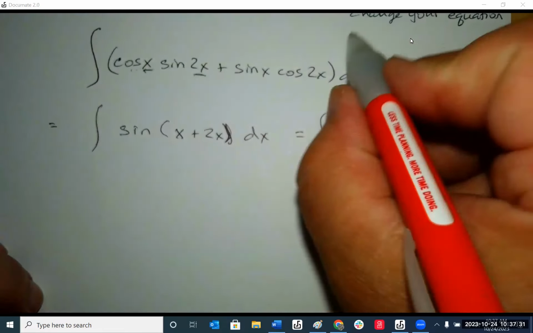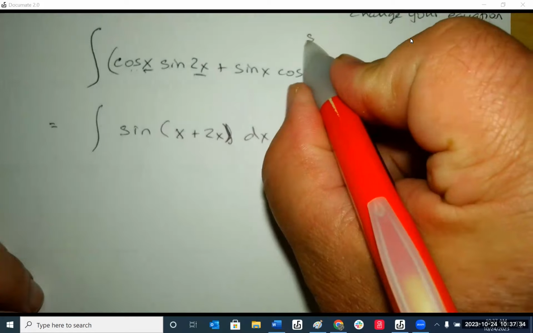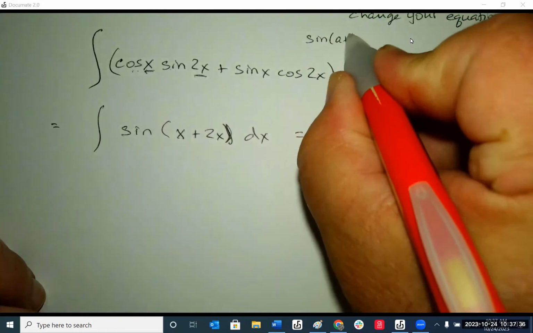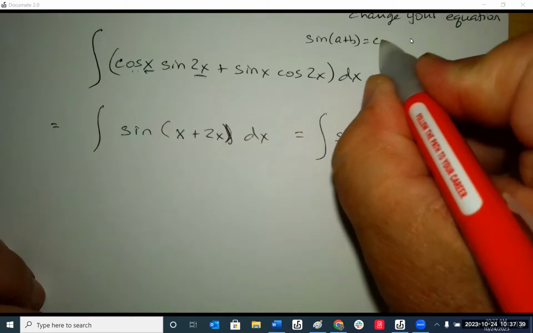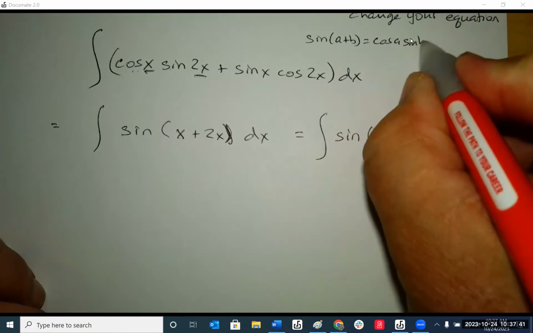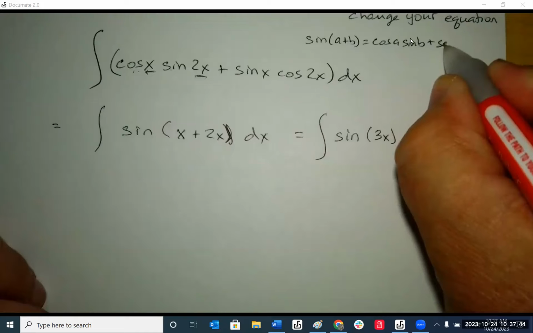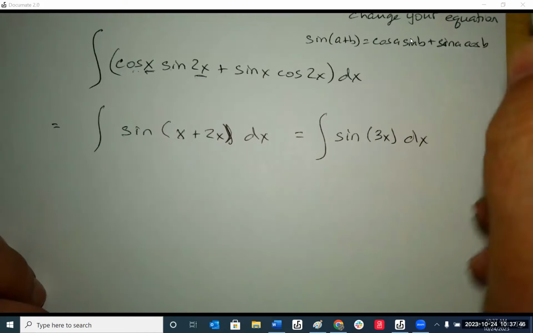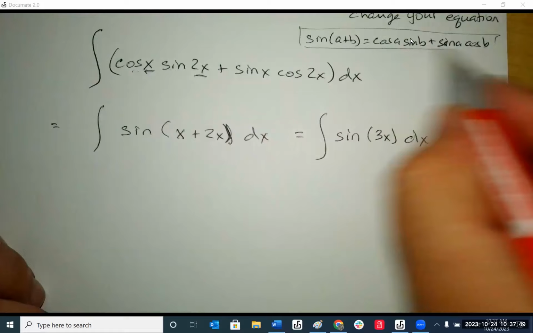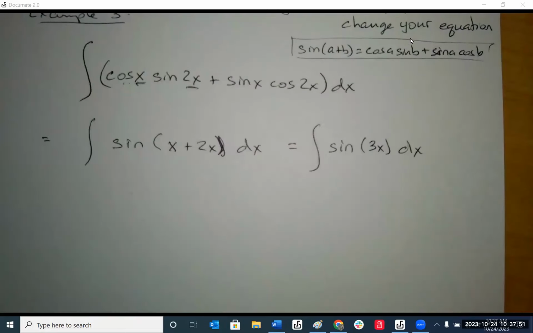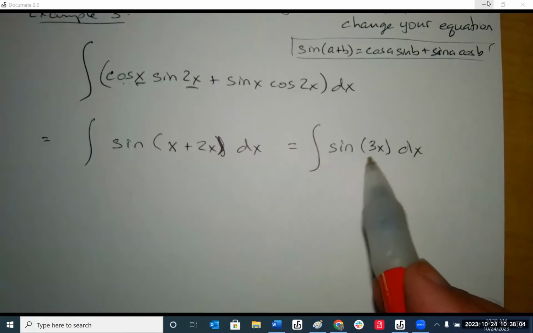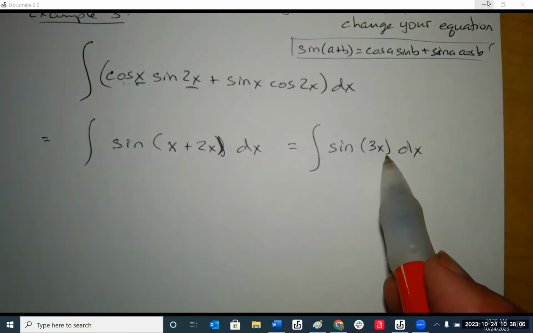What this rule is, is sine of a plus b is equal to cosine a sine b plus sine a cosine b. This is the rule you're looking for. It's a sum of two angles. So now it's a lot easier to integrate sine 3x.